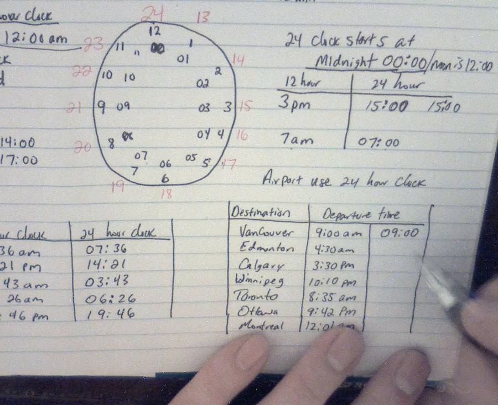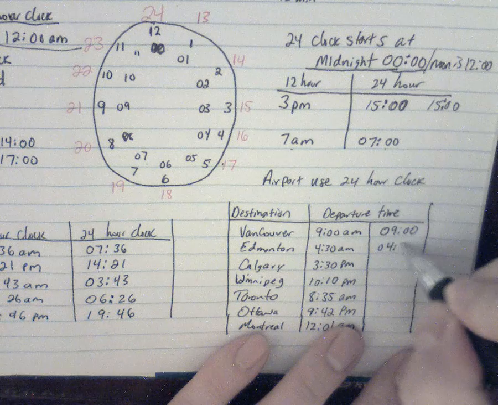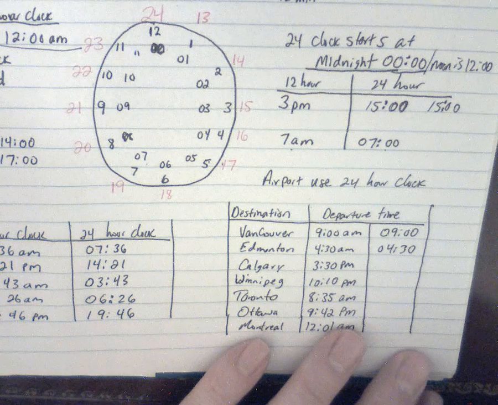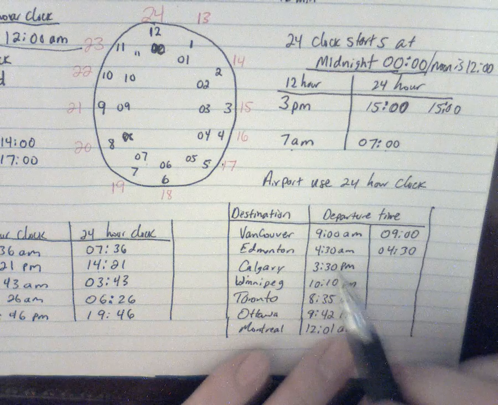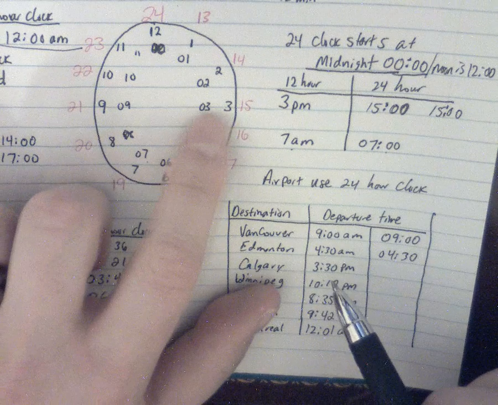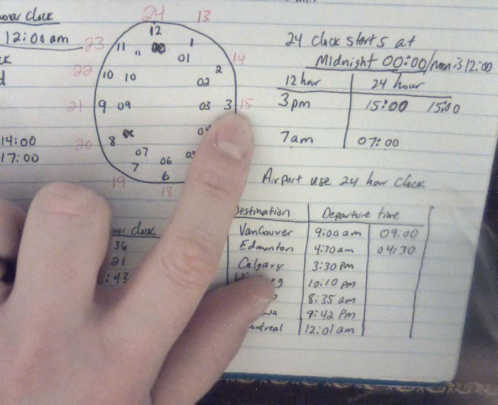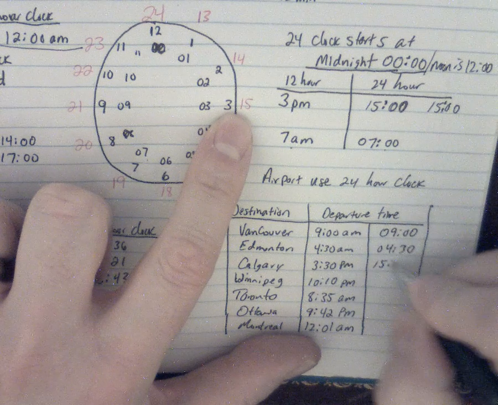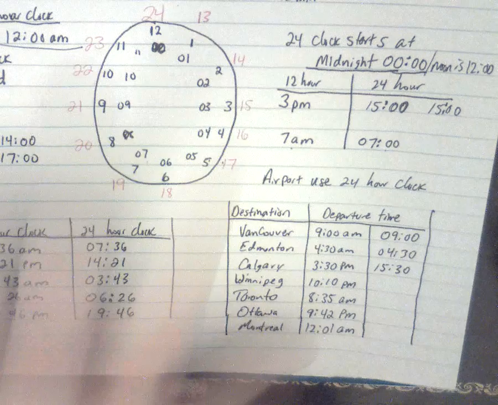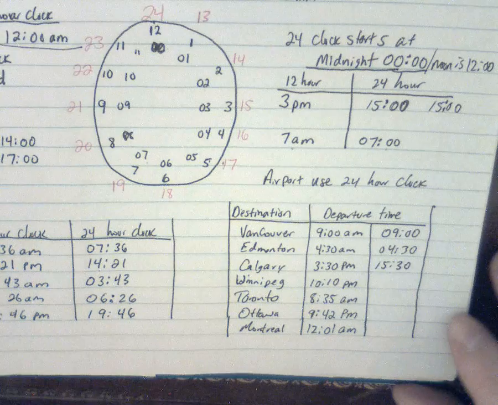4 is 04, and the minutes. Okay, 3:30 p.m. You can use the clock. 3 p.m. is red. Go across, or I add 12. I get 15:30.